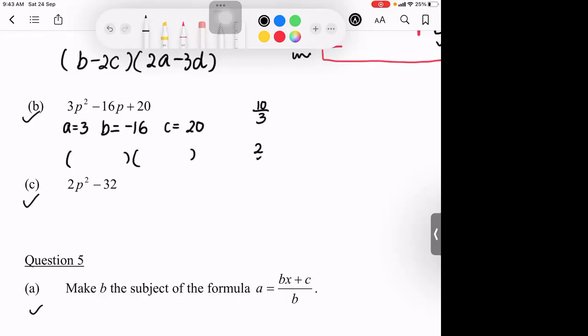First one, I know this is 2. So this one is positive 2. Here will be negative 2. The letter here is not X. The letter here is P. Okay. So if you are not very sure, let me just do my working again.